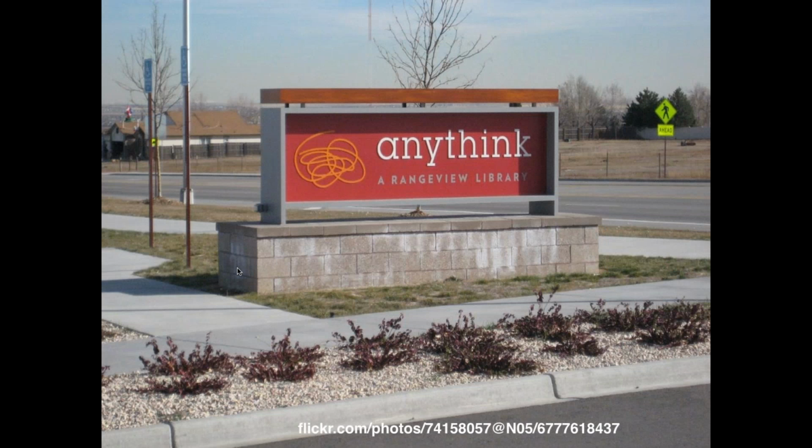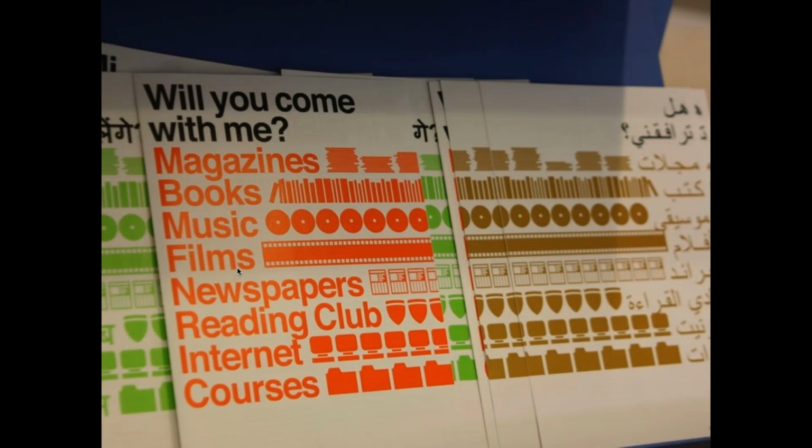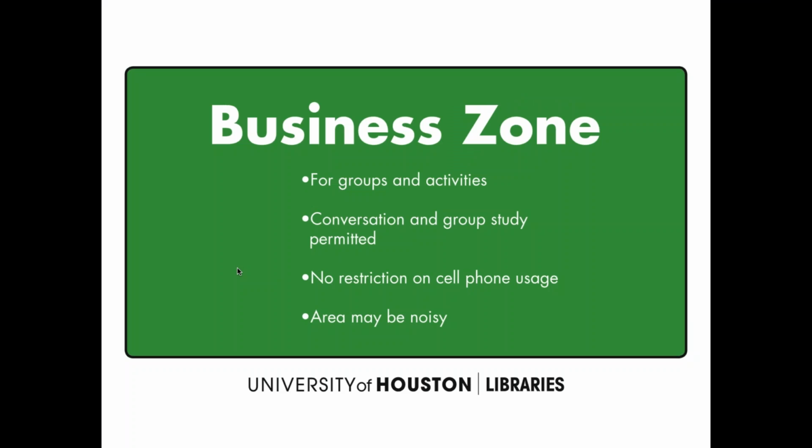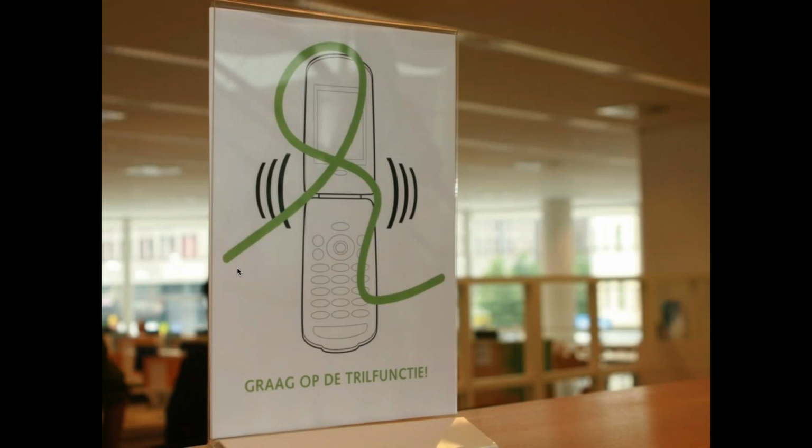Check out stuff from Anythink, the library system in Colorado. They do such a great job with all their print stuff and their graphic communications. Nice sign here. Another zoning example. Good contrast here. Nice, pretty big, legible sign illustrating that someone is in the business zone.